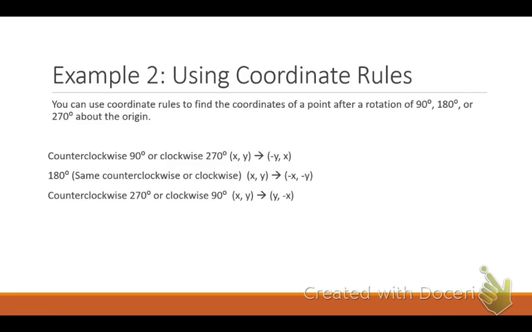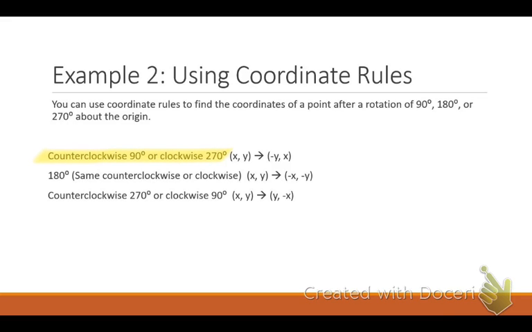You don't have to write the first sentence, but basically what I'm saying here is you can actually use your coordinate rules to find the coordinates of a point after you rotate. Visually, it's very difficult to rotate a figure on the coordinate grid unless you know the points first. If you know the points first, then it's a piece of cake to graph a rotated figure. And here are your rules.